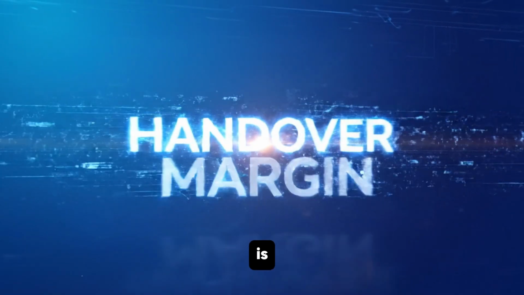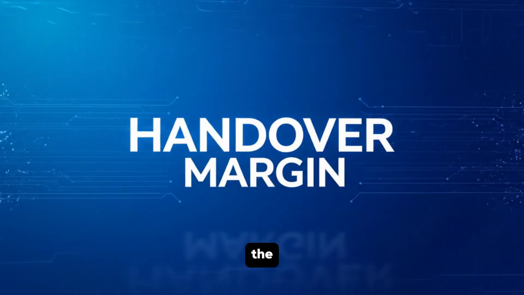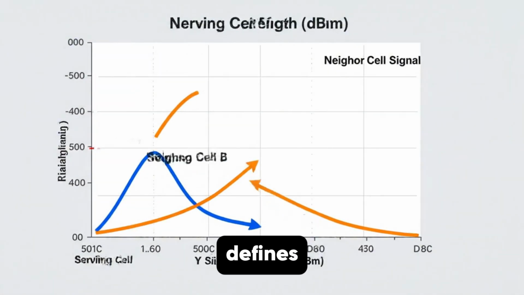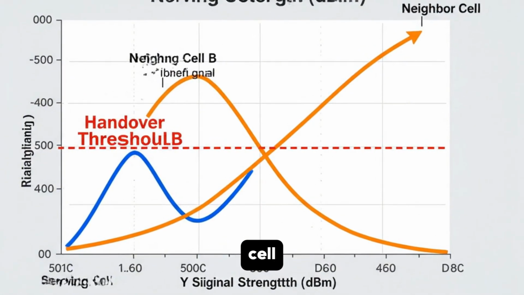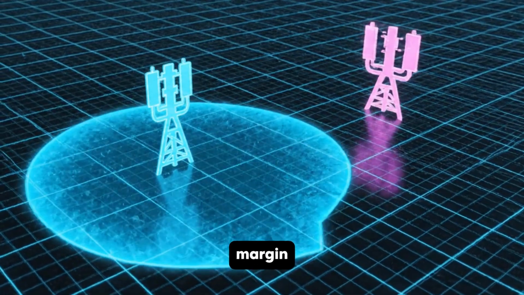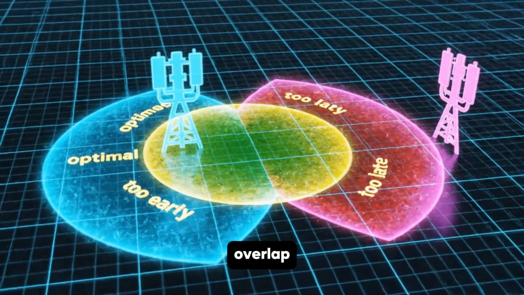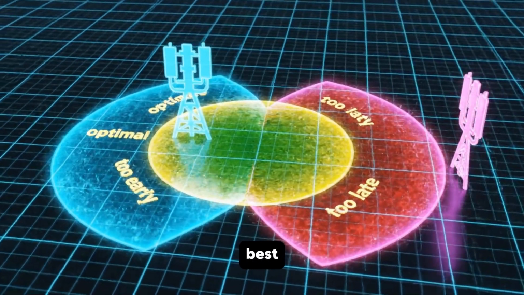Handover margin is another crucial parameter that determines the exact timing of the handover decision. The margin defines how much better the neighbor cell must be before handover is considered acceptable. Proper margin settings ensure handover occurs in the optimal overlap zone between cells for best performance.